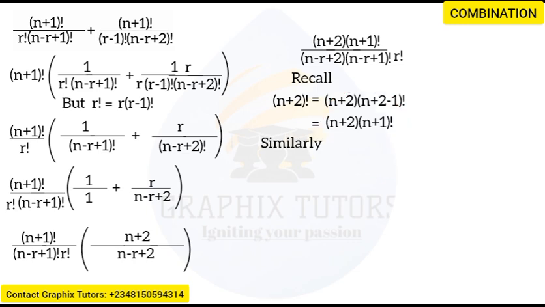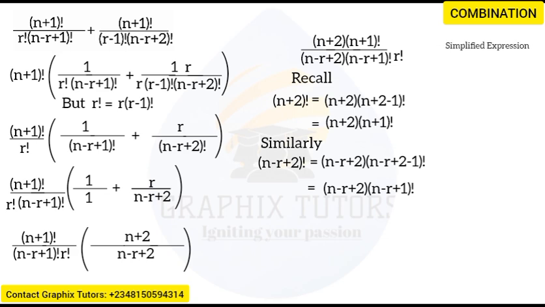Similarly, if I have my n minus r plus 2 factorial, the same thing by saying n minus r plus 2 multiplied by n minus r plus 2 minus 1 factorial, right? Now, this will be left with n minus r plus 2 multiplied by n minus r plus 1 factorial, because 2 minus 1 is 1. So anytime I see n minus r plus 2 factorial, I'm going to replace it with n minus r plus 2 times n minus r plus 1 factorial.